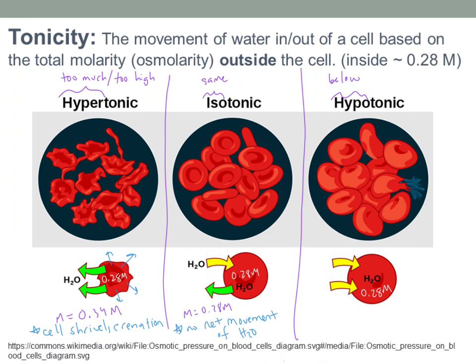Now, if I look at our last example where it's hypotonic, where it's below the concentration, I'll say that the molarity here is 0.22 molar. The idea is that if it's too low, the cell at 0.28 is higher than the outside of the cell, which is 0.22. So now water wants to move into the cell. And so what you see is that the cell will swell up or potentially explode.